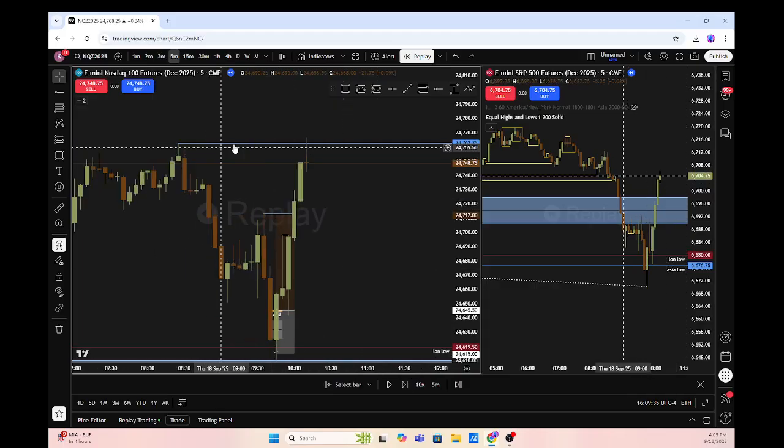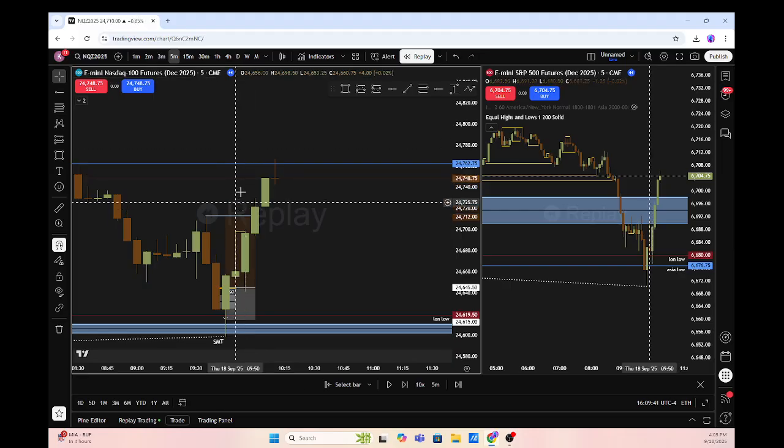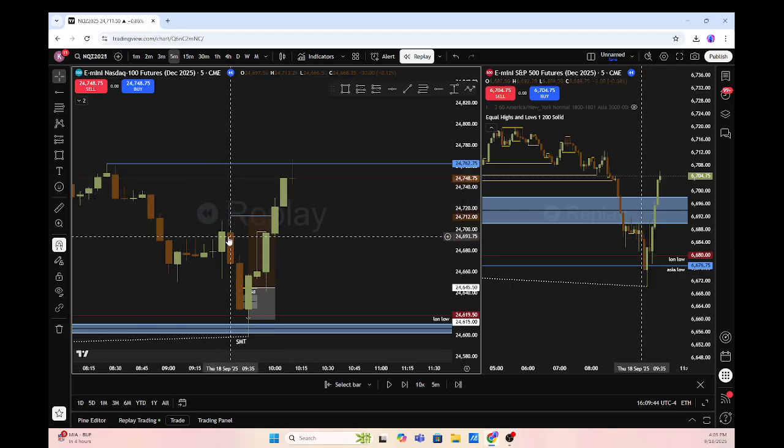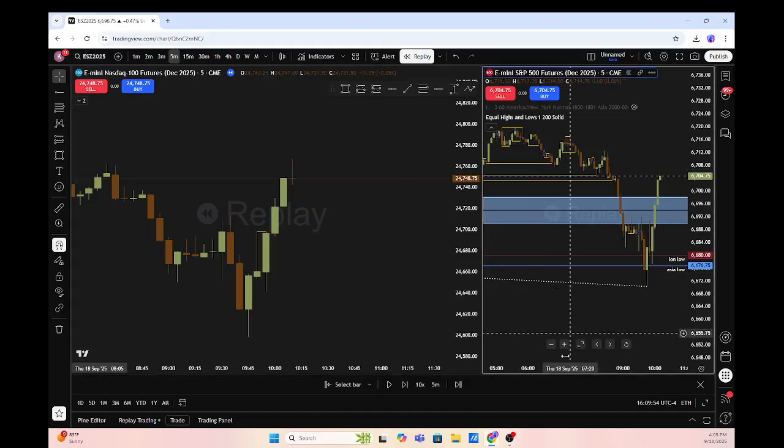So we could have held the all-time highs if we wanted to, but no need to be greedy. But yeah, so again, for this trade, you want to have a good draw. I mean, for this model, you want to have a very strong draw on liquidity, right? So let's go over some more examples for you guys.